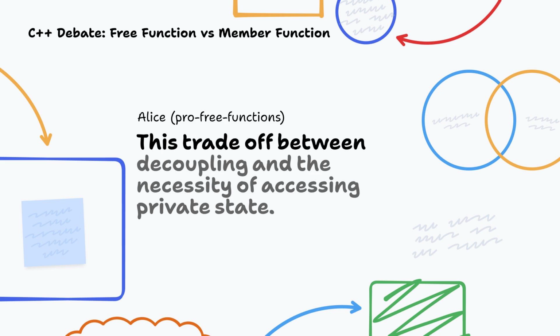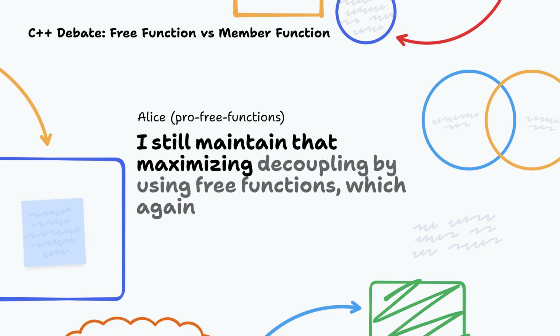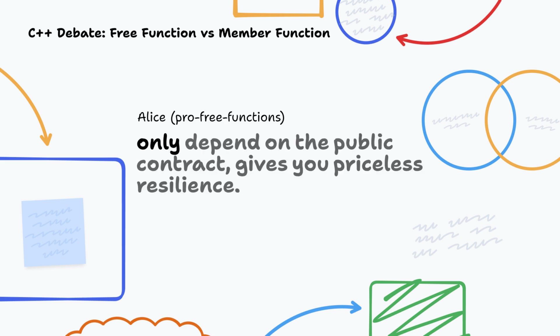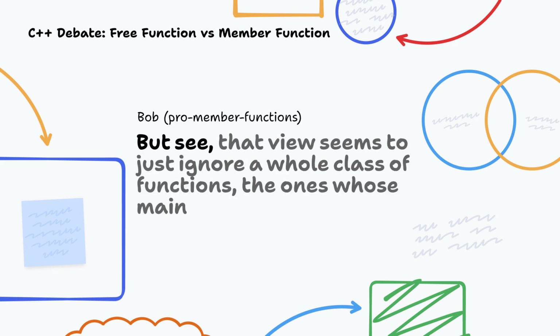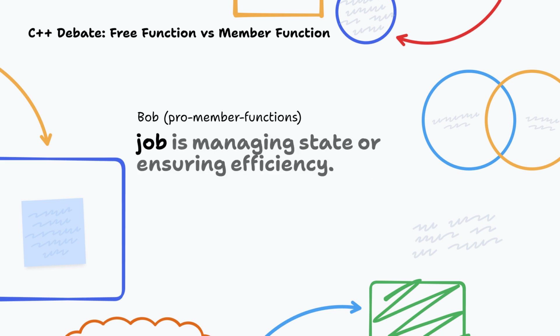This trade-off between decoupling and the necessity of accessing private state. I still maintain that maximizing decoupling by using free functions, which, again, only depend on the public contract, gives you priceless resilience. It lets you refactor, even completely replace the class implementation without breaking all the utility code that uses it. But see, that view seems to just ignore a whole class of functions, the ones whose main job is managing state or ensuring efficiency.